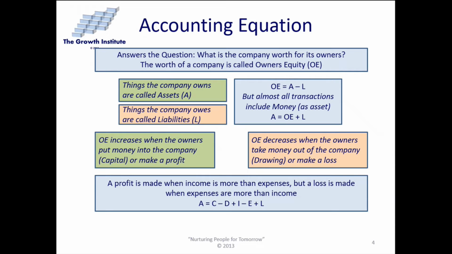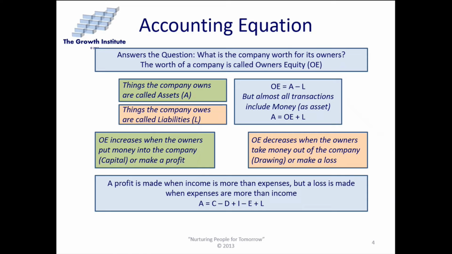Now, the owner's equity will increase when the owners put money into the company, that is capital, or when the company makes a profit. But the owner's equity will decrease when the owners take money out of the company, that's making a drawing, or make a loss. And profit is made when income is more than expenses, while if the income is less than the expenses, then there's a loss.